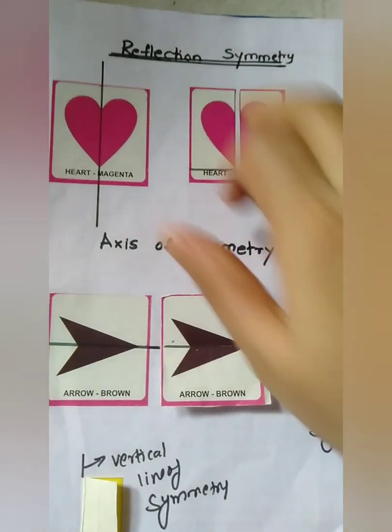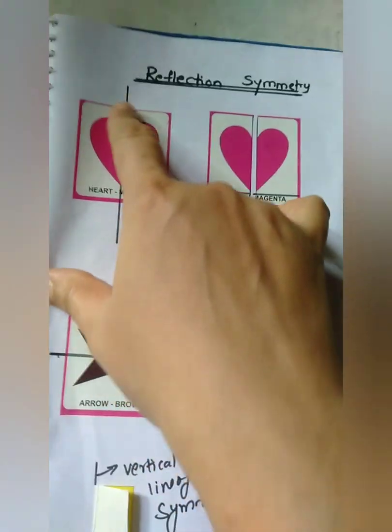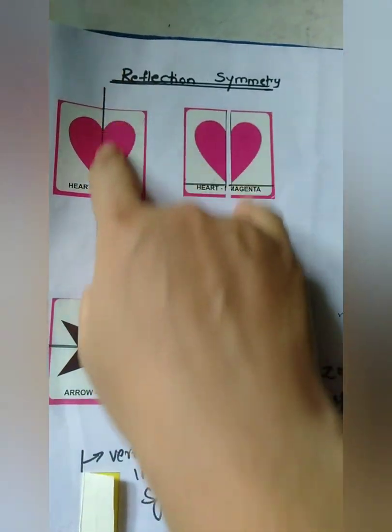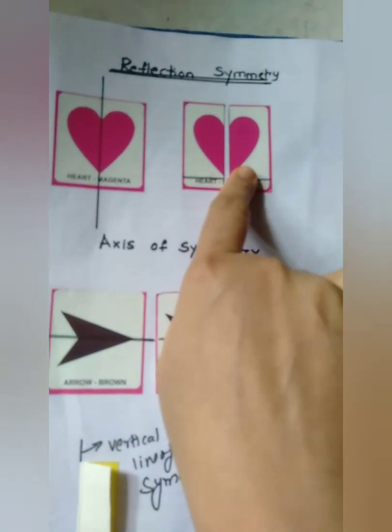Today we are going to study reflection symmetry. Let us take the example here. Let us take this figure. If I fold this figure along this line, we get two figures which look exactly the same.